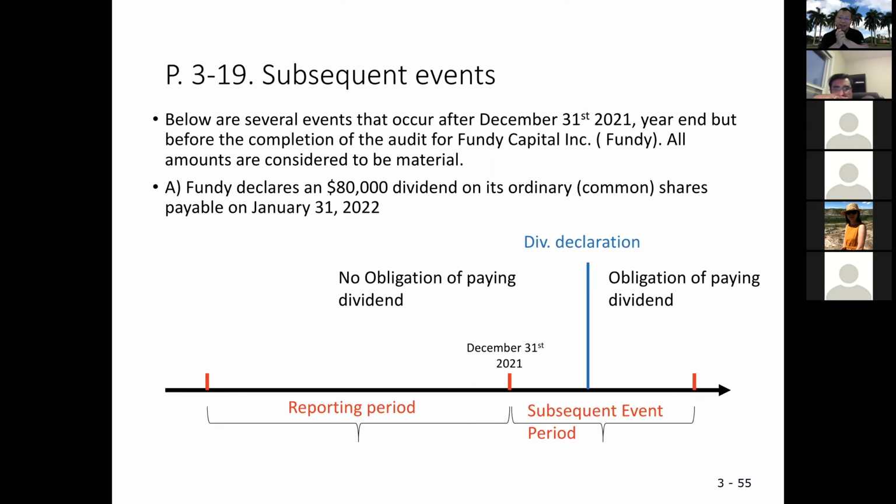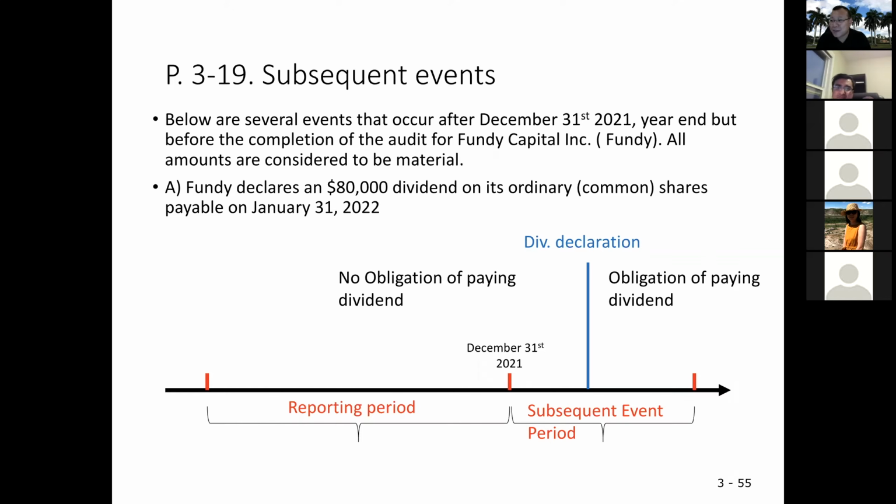So the question is here, how are we going to deal with this for the reporting period ended December 31st, 2021? So we are talking about this reporting period. How are we going to deal with this event? Any ideas? Recognize it? Should we recognize it? Yes, it would be recognized in the fiscal period that just is over.